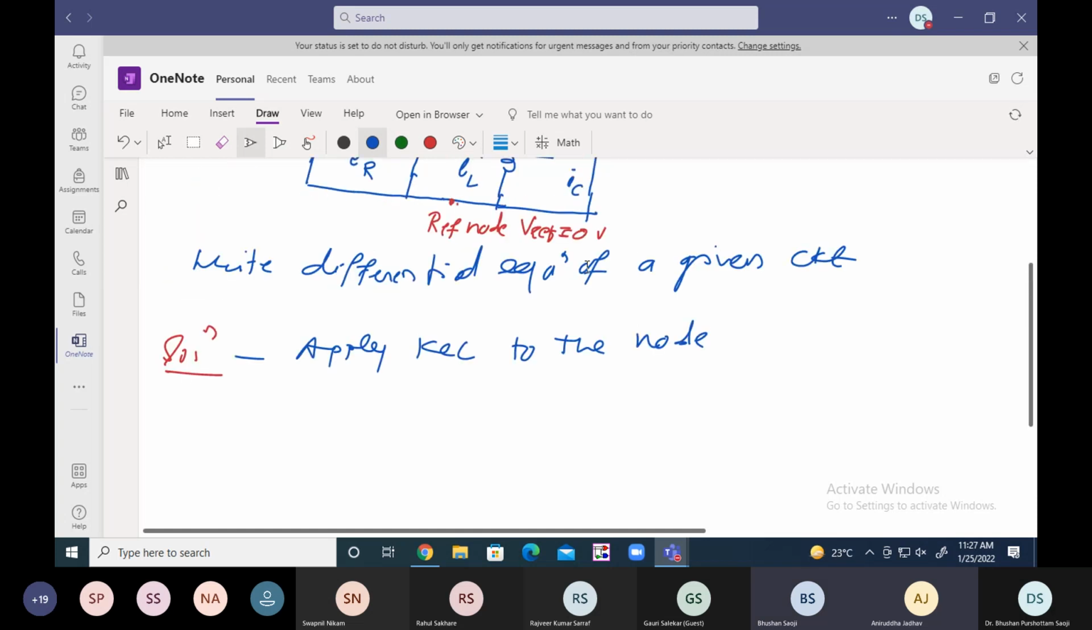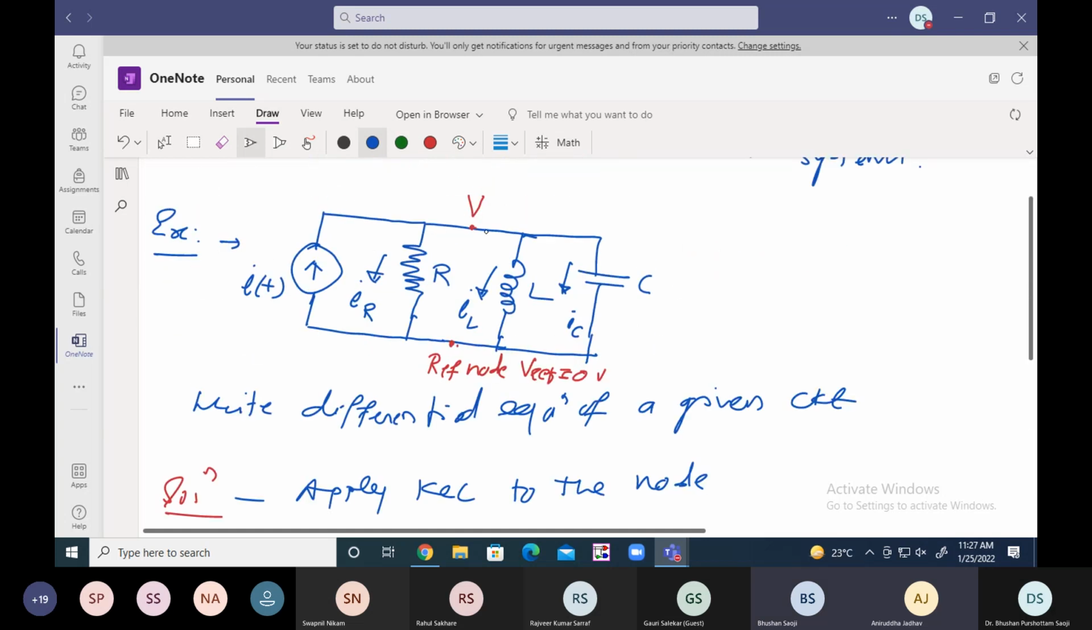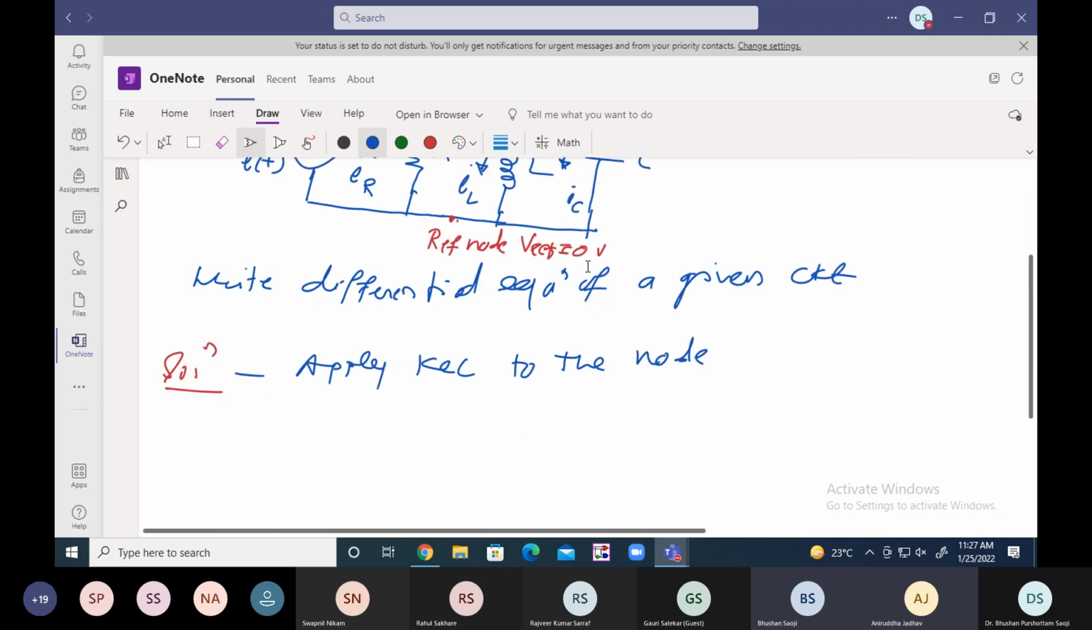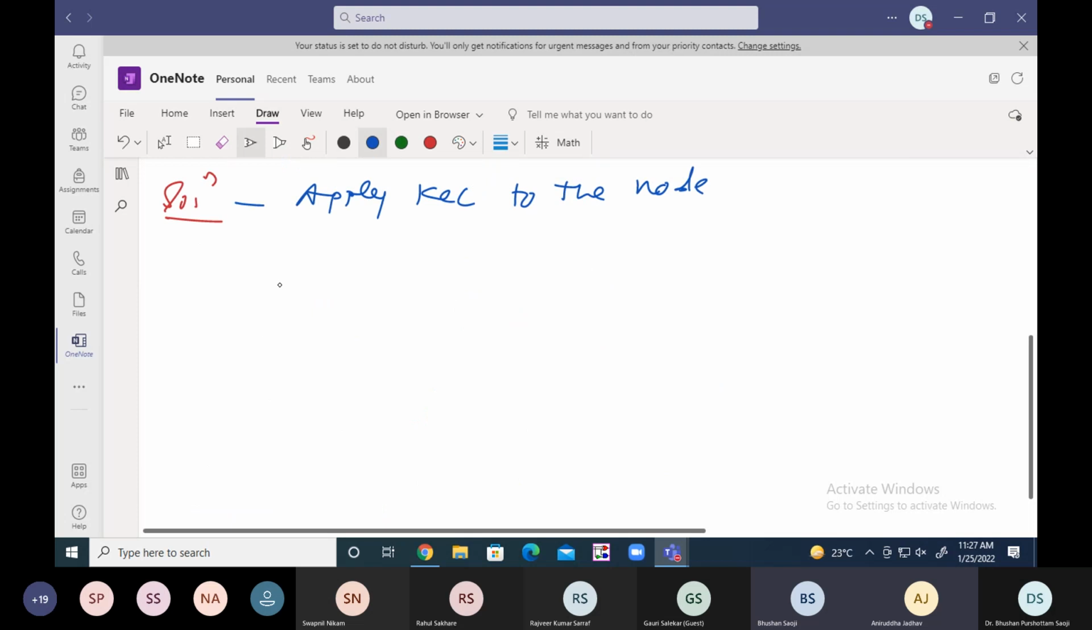KCL to the node. Now see here, in this node at the V, I of t is the incoming current to the node. IR, IL and IC are the outgoing currents from the node. So we can write I of t equals I of R plus I of L plus I of C. The current flowing through the resistance, plus the current flowing through the inductance, plus the current flowing through the capacitance, is equal to the total current, that is I of t.